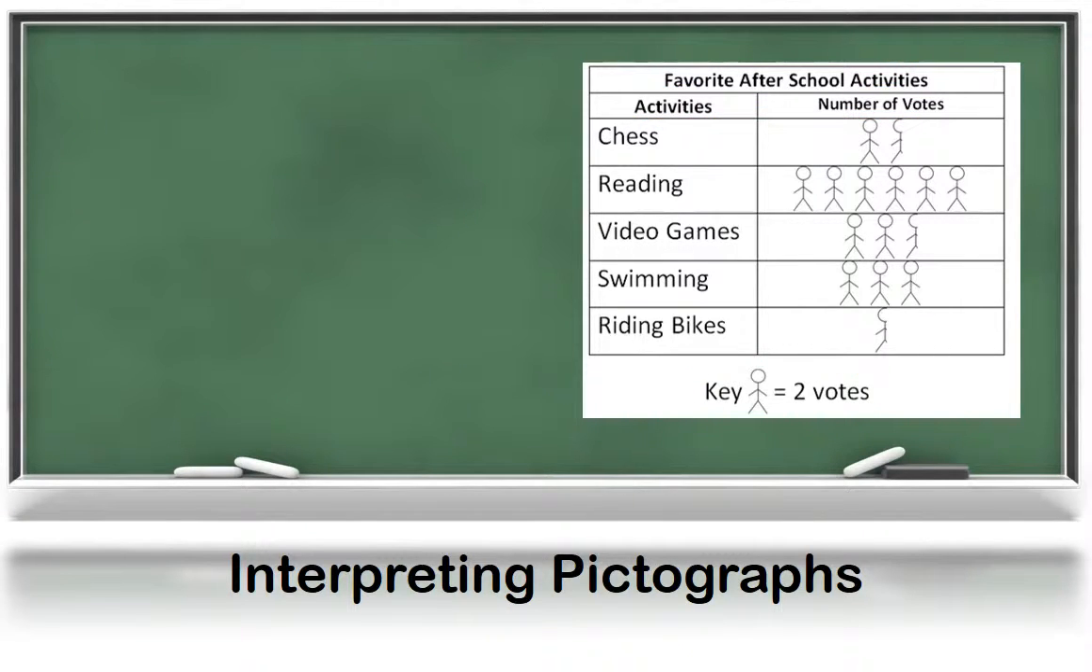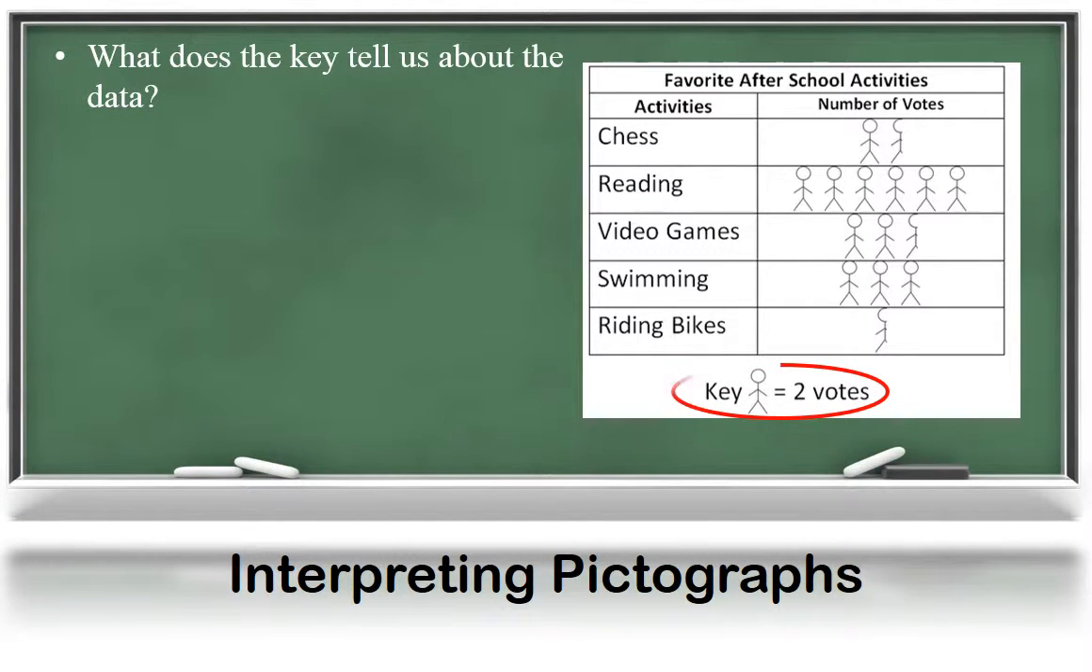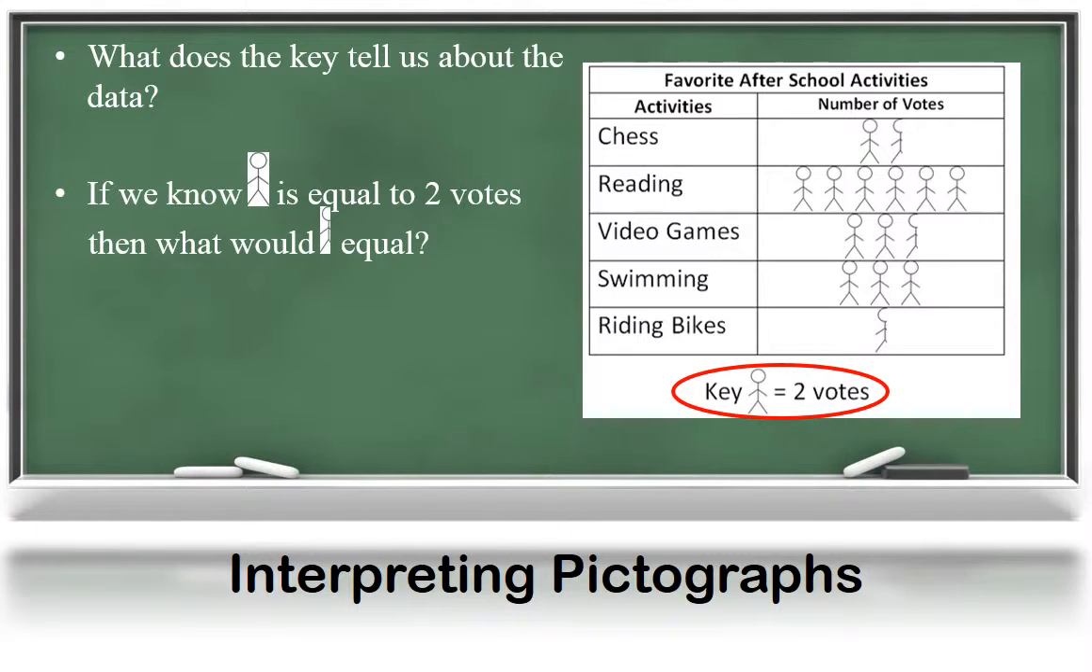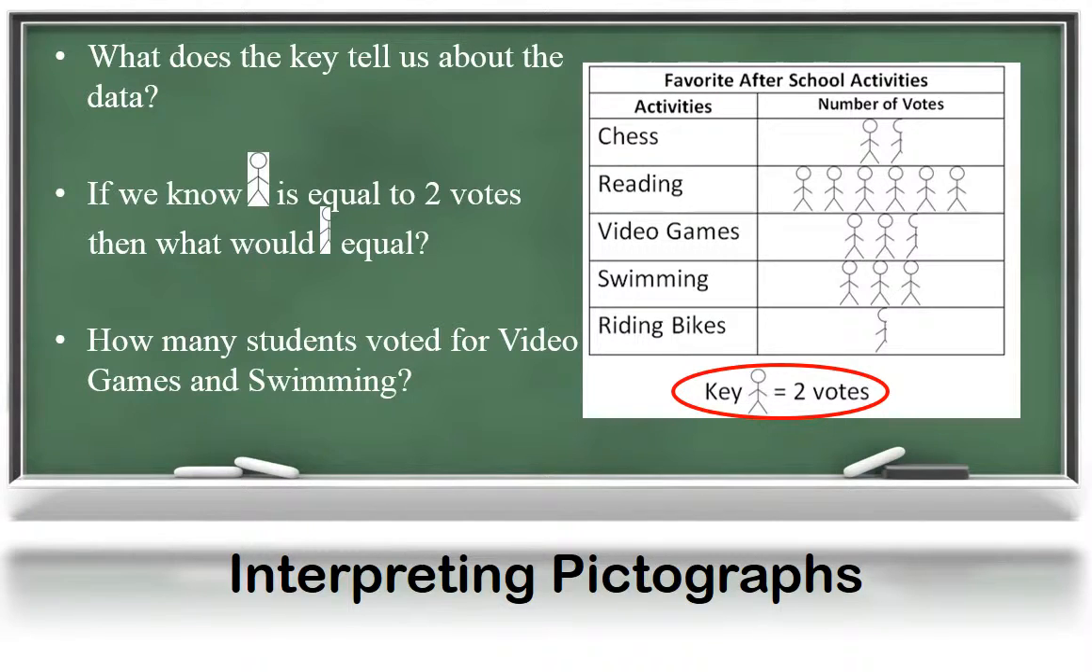Your child will also be asked to answer questions based on pictographs. Here are some examples of questions they may be asked for this particular pictograph. What does the key tell us about the data? If we know 1 stick figure is equal to 2 votes, then what would half of a stick figure equal? How many students voted for video games and swimming? So once again, they will have to understand the key and apply that to reading the pictograph before they'd be able to answer these questions.